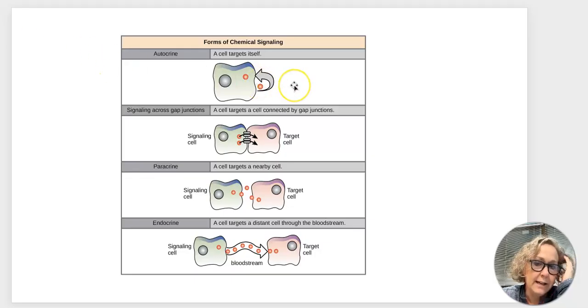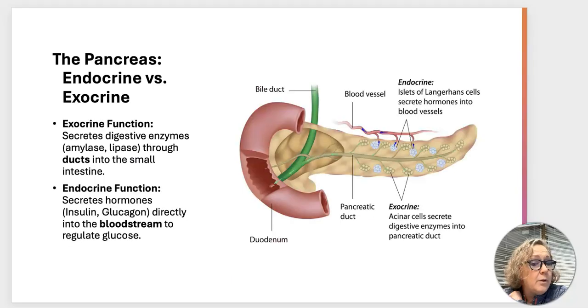So here again is an overview. Autocrine is talking to itself. Sometimes it can do this across gap junctions. Paracrine is a cell to a nearby cell. This is your pancreas to your duodenum for your bile and your liver, all right there. And then endocrine is in the bloodstream. This is the pancreas when it releases insulin, right? Your beta cells.